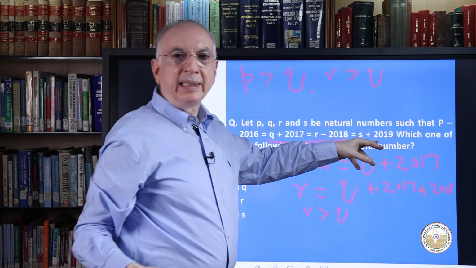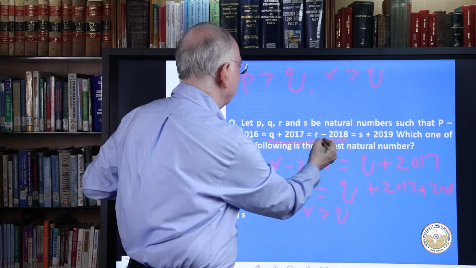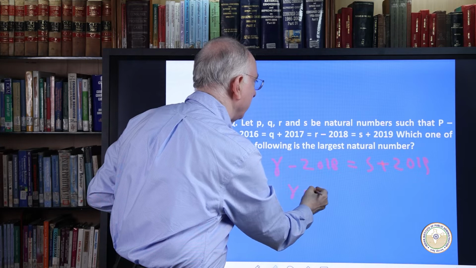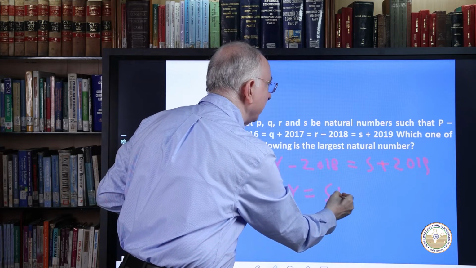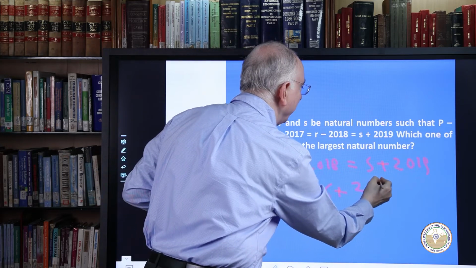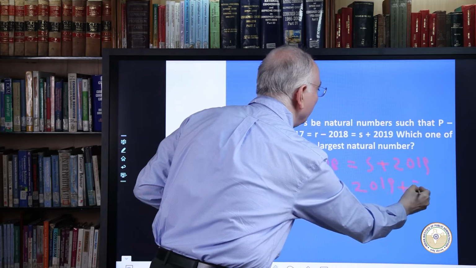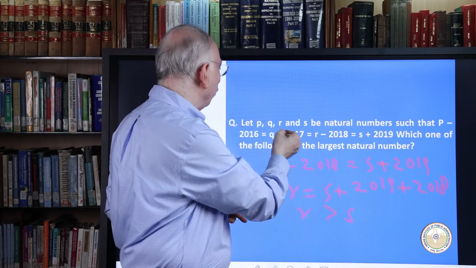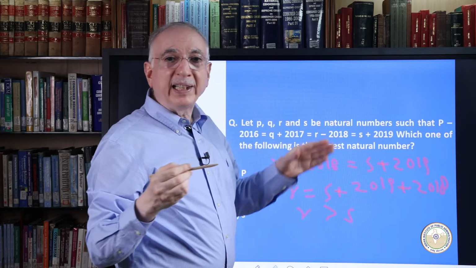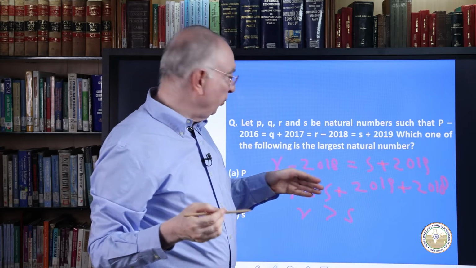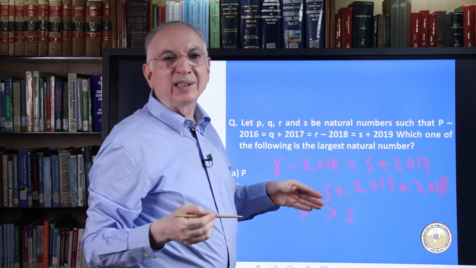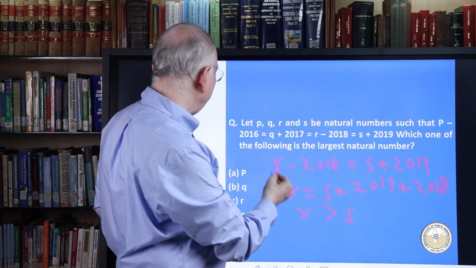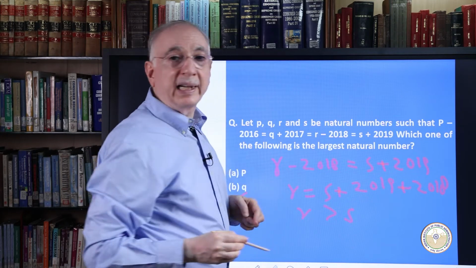Now let us look at R minus 2018, this portion. That means R is equal to S plus 2019 plus 2018. R is greater than S. We have already seen that R is greater than P, R is greater than Q, and R is also greater than S. So R is the largest number, and therefore option C is the correct answer.